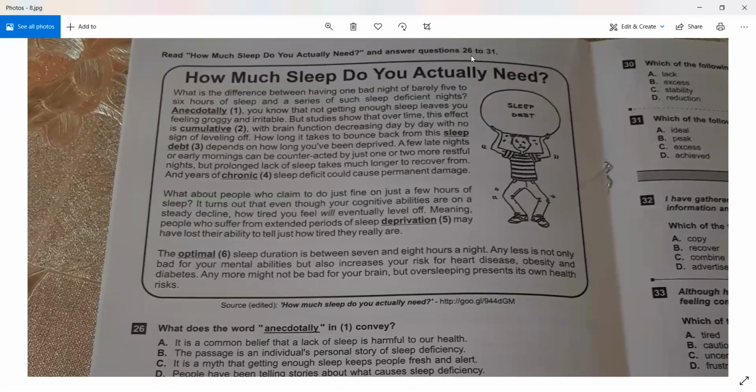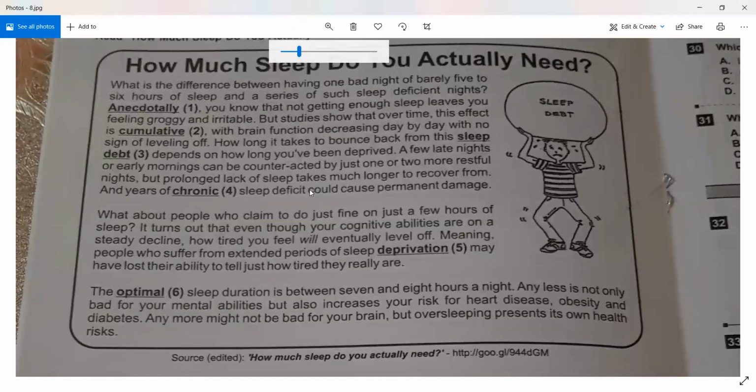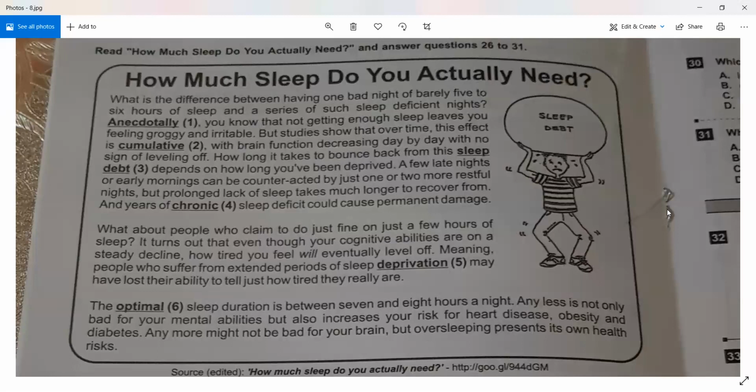Questions 26 to 31. Read the passage carefully. Focus on these words. The questions asked are related to these vocabulary words. Now let us proceed.